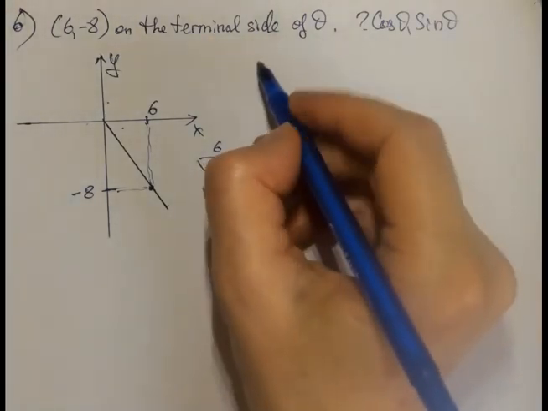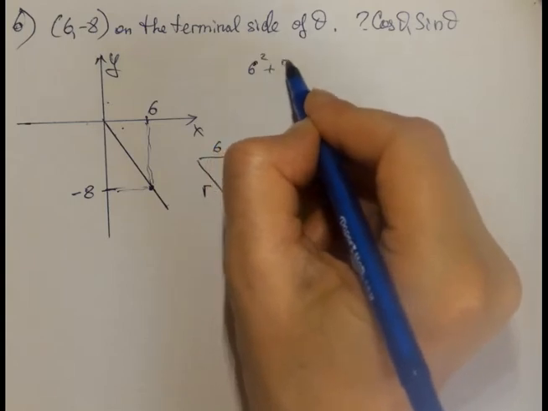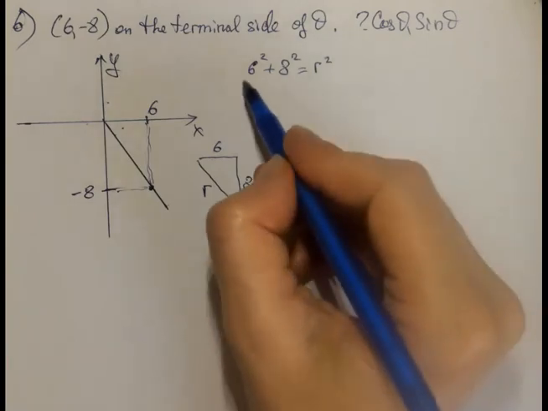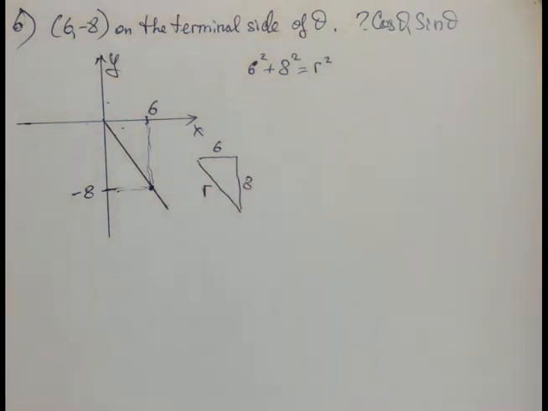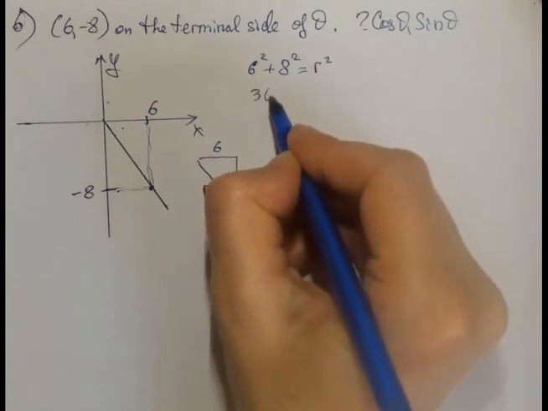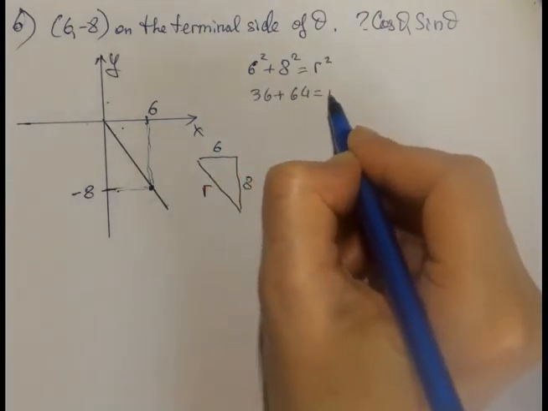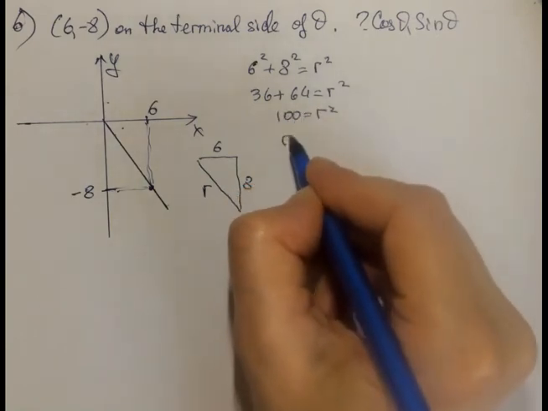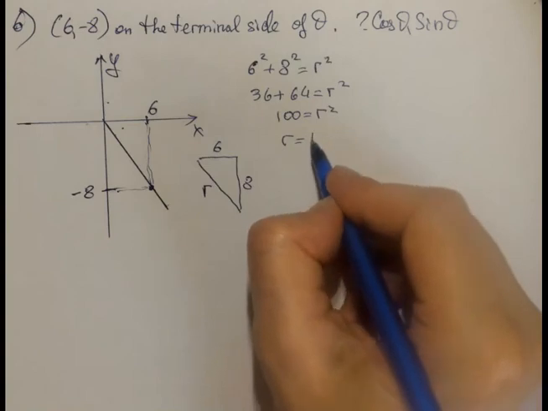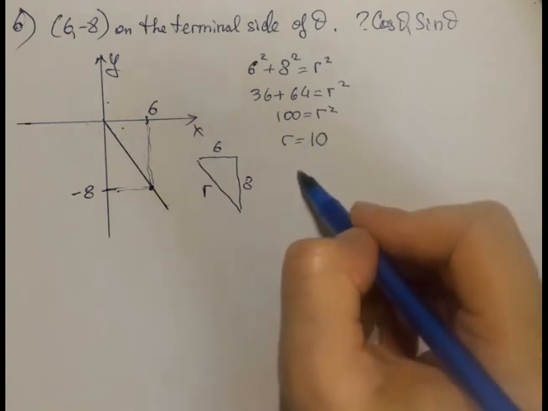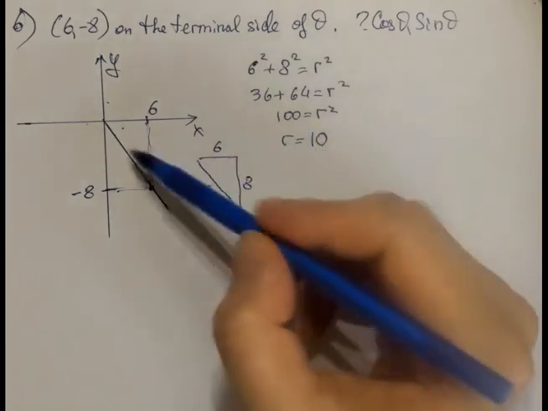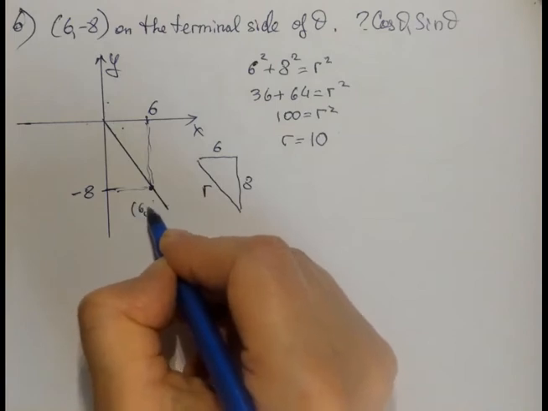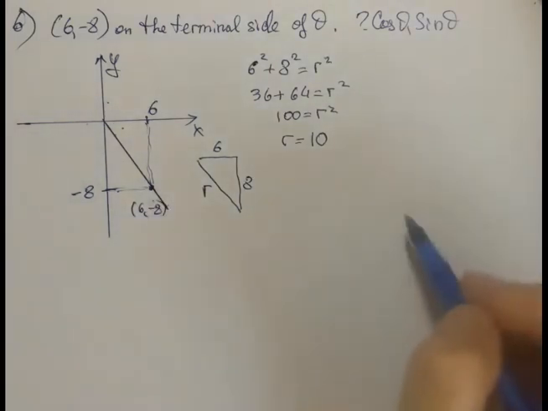So the sum of legs squared, 6 squared plus 8 squared, must be equal to hypotenuse squared. 36 plus 64 equals r squared. 100 equals r squared. r equals the square root of 100, or r equals 10. We don't need to write plus minus here, since r is always positive. r is the distance from 0 to this point, the point (6, -8). So we have found r.